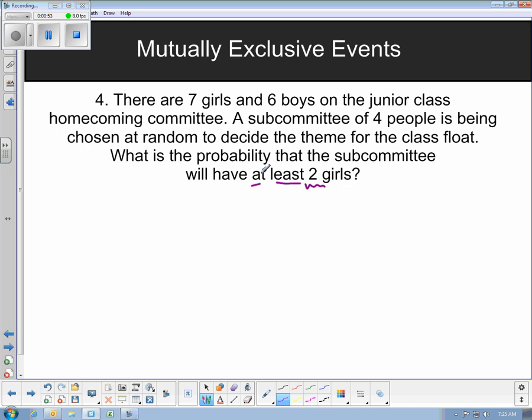Okay, now there's 3 different scenarios that would give us at least 2 girls if you're picking 4 people. You could have 2 girls and 2 boys. You could have 3 girls and 1 boy, or you could have all girls, 4 girls. Now, we know that there's no overlap because there's not a person who can be a boy and a girl at the same time. That's just not possible.